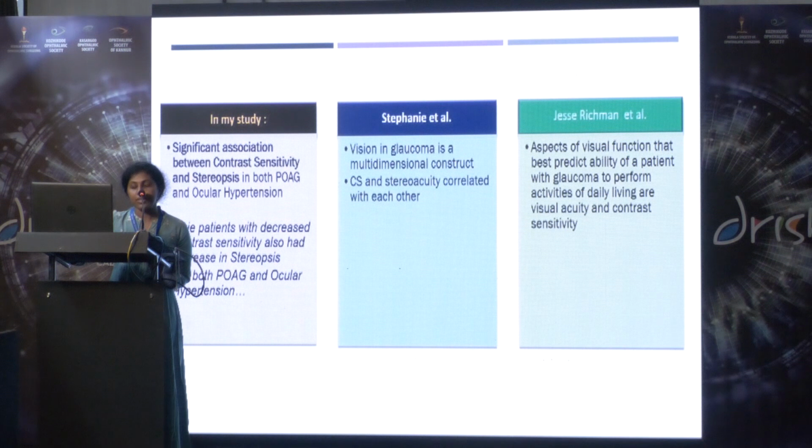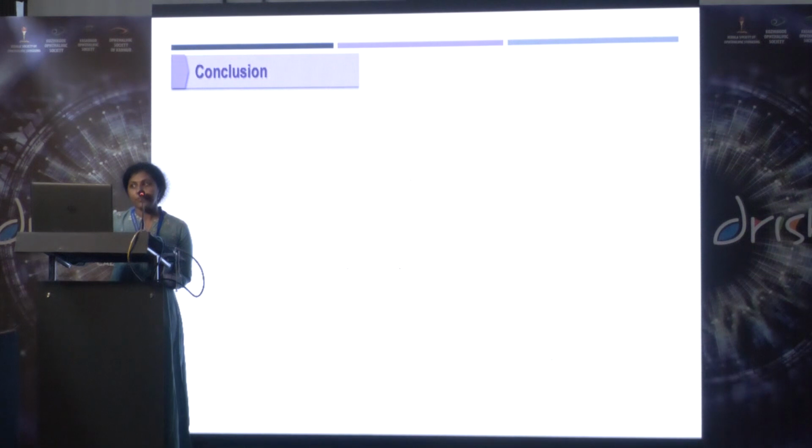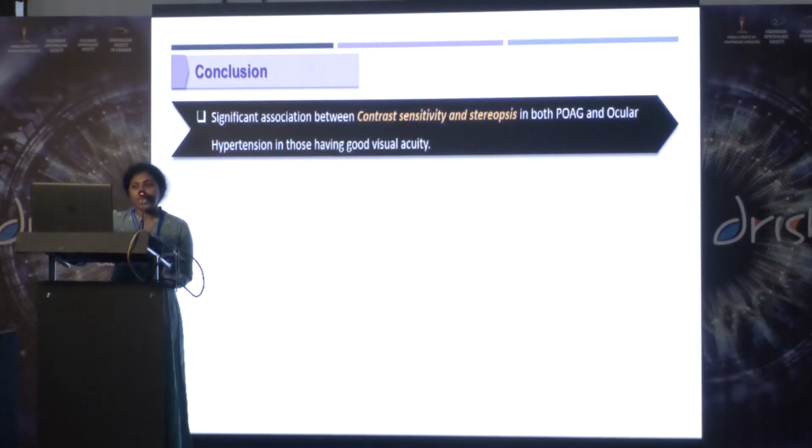Study by Jessica Richman et al. showed that the aspects of visual function that predict the ability of a patient with glaucoma to perform activities of daily living are visual acuity and contrast sensitivity. To conclude, in my study, there was a significant association between contrast sensitivity and stereopsis in both POAG and ocular hypertension in those having good visual acuity.